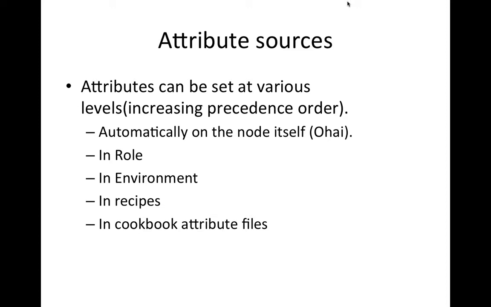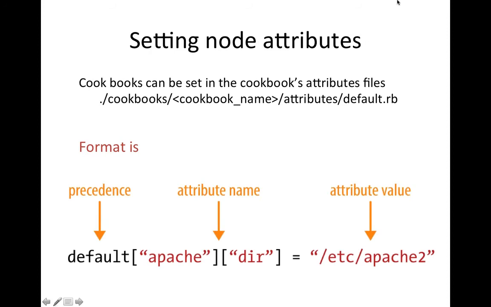Other than that, we can set our attributes at different levels. We can set our attributes in the recipe. We can set our attributes in the cookbook. We can set our attributes in the environment, in the role. There are a lot of other places. We can set our attribute according to whatever the need is. So how to set our attribute? Just like the way we retrieve our attribute, the same way we are going to set our attributes.